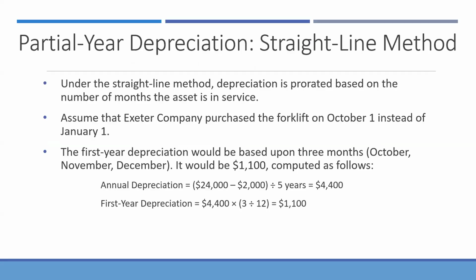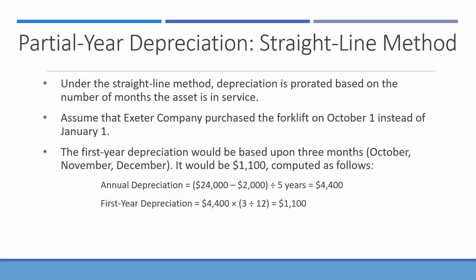Under the straight line method, depreciation is prorated based on the number of months the asset's in service. So if the asset was placed into service on October 1st, we have 3 months left in the year. So we would multiply it by 3 divided by 12, right? We get the monthly rate, multiply it by 3, so to speak. We're allocating that first year depreciation, so it's only a quarter of the year. We're only depreciating a quarter of the straight line rate.